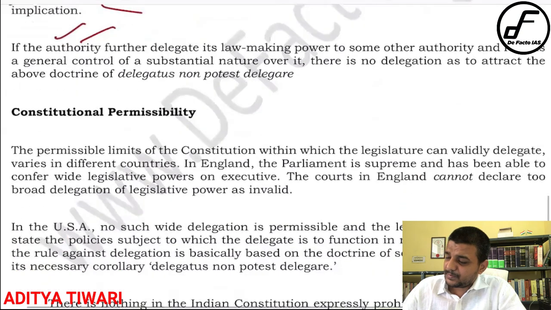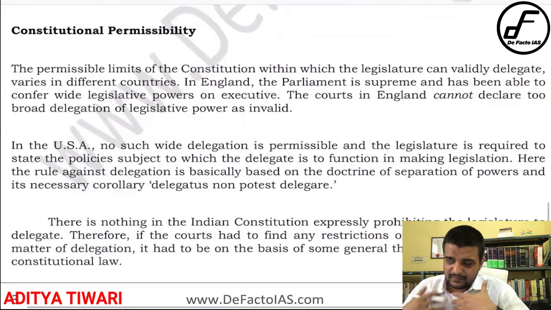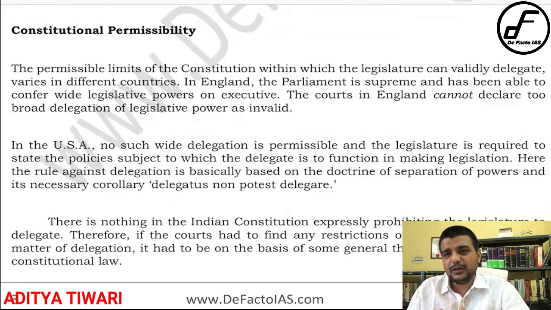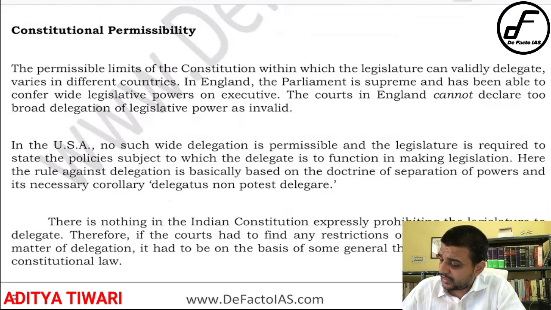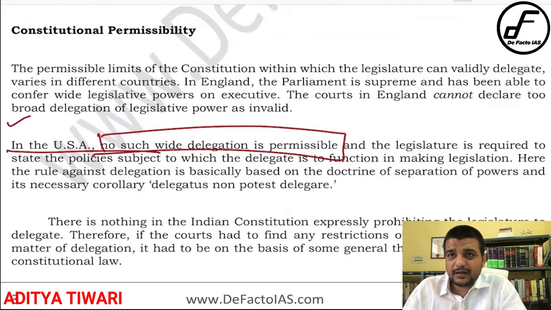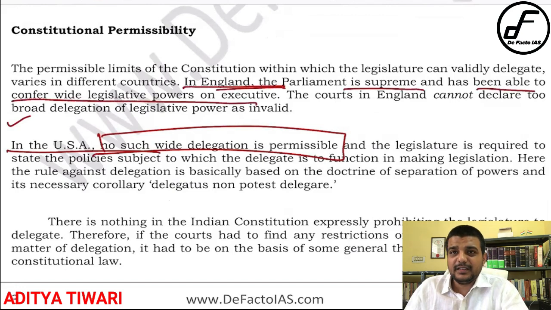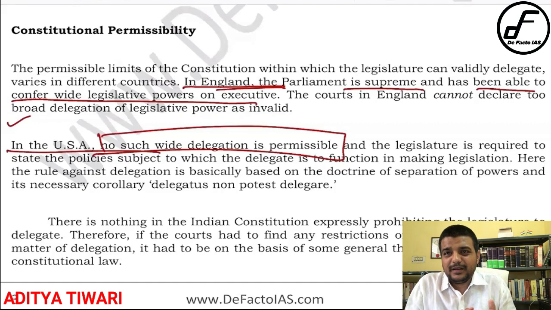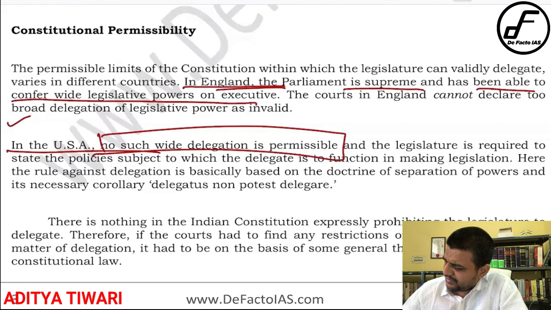Now the constitutional permissibility: what are the provisions, or how does our Constitution allow parliament to delegate, right? So I've already discussed that, I have written that itself. I've compared it with the USA also, right? No wide delegation is permissible there. They have simply said that now everything has to pass from Congress, but here wide delegation has been permissible, but not as wide as in England. See, the parliament is supreme there and has been able to confer wide legislative power, right? Delegation is wide, so we are somewhere in between US and UK. Okay, that I have just discussed earlier. Okay, so I have written that, right?